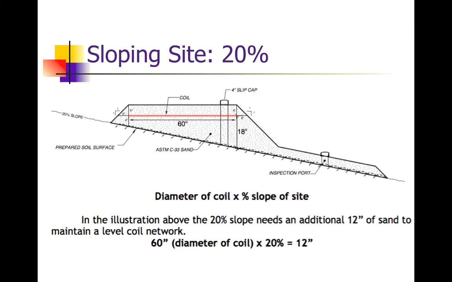We take the diameter of the coil in inches, multiply it times the percent of the slope, and in this case using 20%, we end up with 12 inches. Obviously that number will change depending upon our slope. If we're only at a 10% slope, we're only going to have a 6-inch additional sand we'll have to add to the downslope side. And then again, notice that our toe is only a 6-inch deep layer of sand on top of the basal area once we get past the coil.